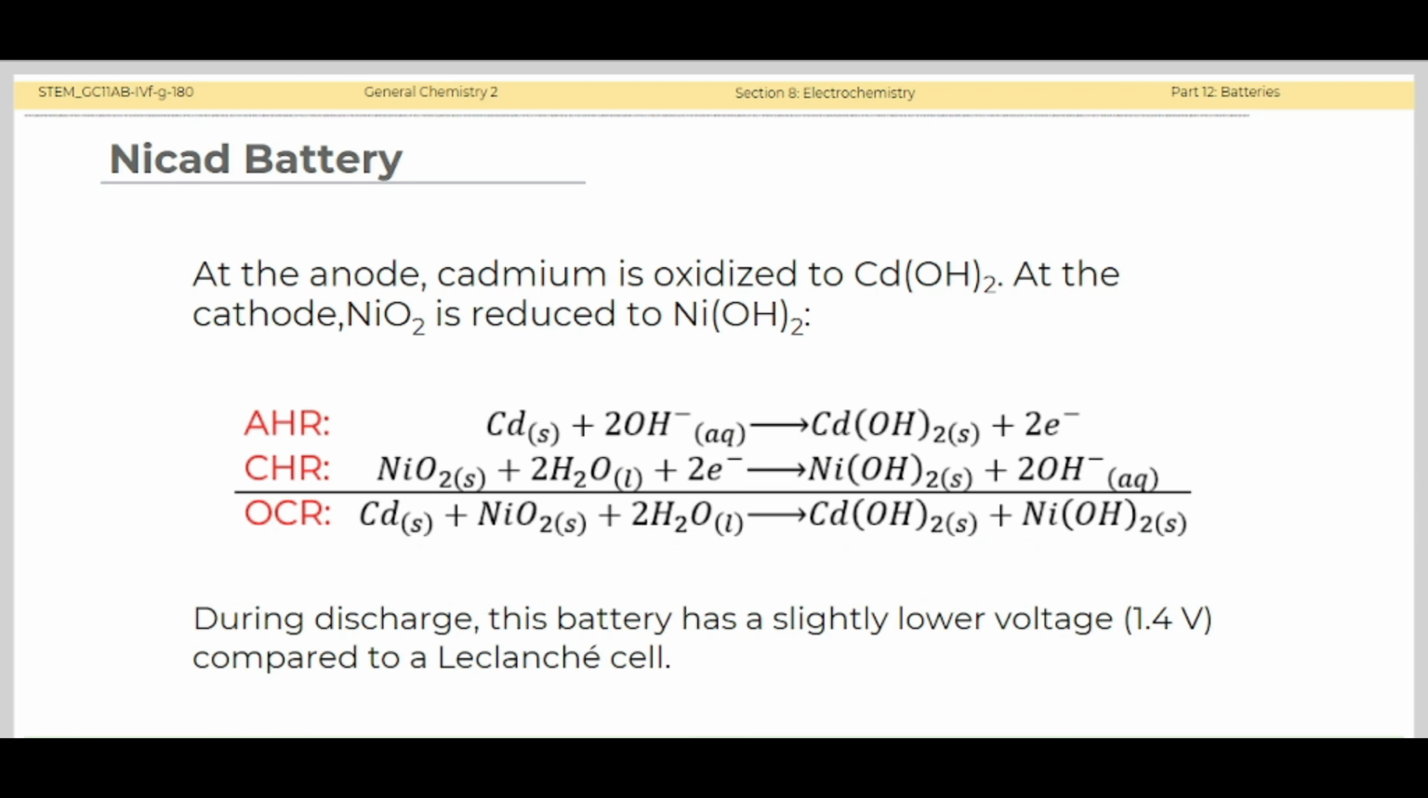At the anode, cadmium is oxidized to cadmium hydroxide. At the cathode, nickel(IV) oxide is reduced to nickel(II) hydroxide. During discharge, this battery has a slightly lower voltage, 1.4 volts, compared to Leclanché cell.